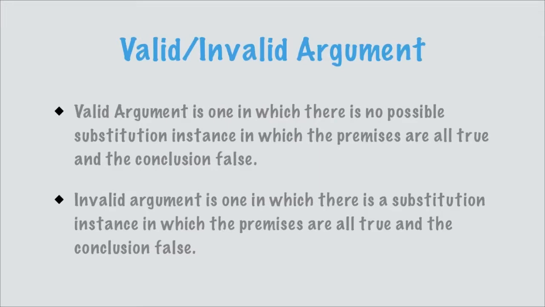One way I can do this is simply to list all the possible values for each of the premises, all the possible substitution instances, and then look and see, is there any substitution? In other words, can I substitute in trues and falses for the P, Q, R, whatever? Can I substitute in those values? And if I get the right combination, is it possible for me to get all true premises with a false conclusion?